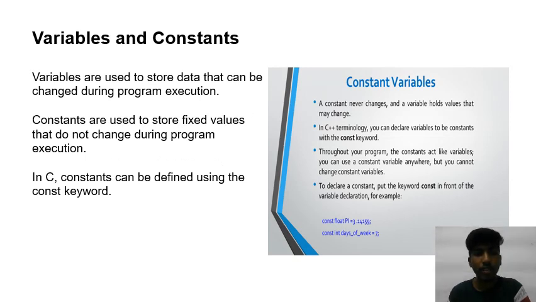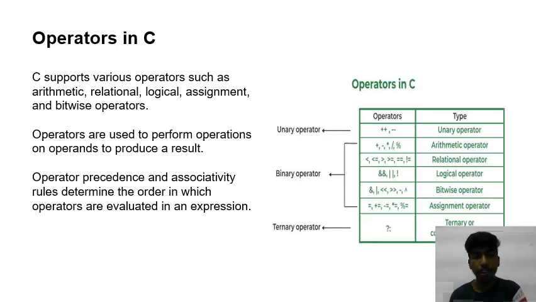Variables and constants. Variables are used to store data that can be changed during program execution. Constants are used to store fixed values that do not change during program execution. In C, constants can be defined using the const keyword.